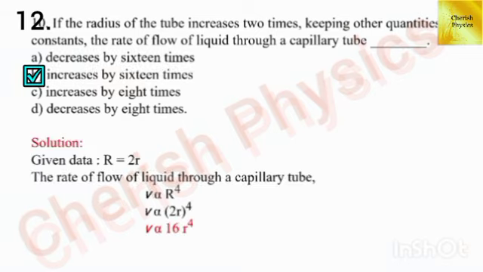Let us see the solution. The given data is R is increased 2 times, that is R equal to 2R. According to Poiseuille's flow, the rate of flow of liquid through a capillary tube is proportional to R to the power 4. In the place of R, put 2R. So, V is proportional to 2R the whole power 4. Finally, the rate of flow of liquid is proportional to 16R to the power 4.